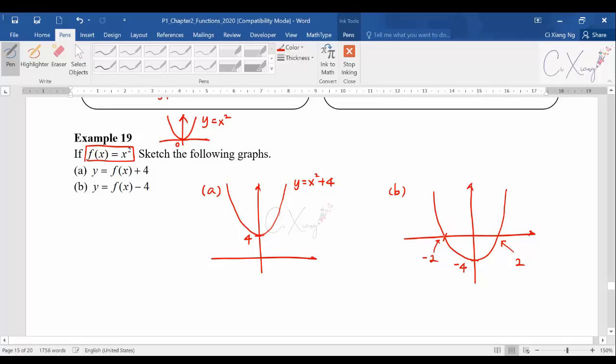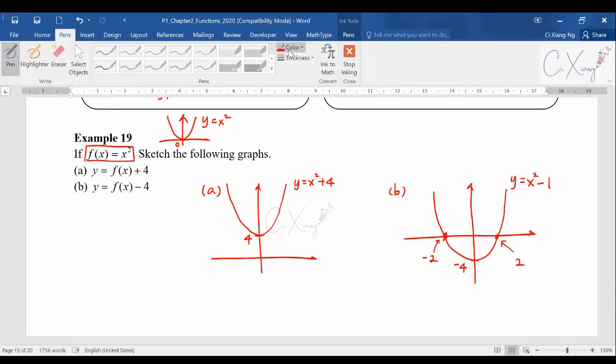Although they didn't request us to label everything in the graph, you can try to label it because it is sometimes very helpful when they want you to answer some question by using the graph. So it will be good if you can try to label everything here. So you're having x squared minus 4 in this case.